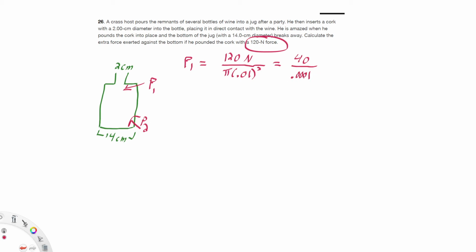So dividing by a 10,000th is the same as multiplying by 10,000. So this is 400,000. So P2 is also 400,000. And that's going to be equal to the force divided by the area.